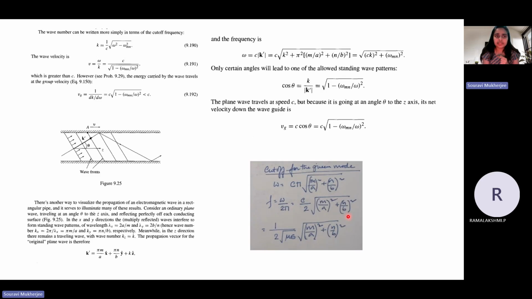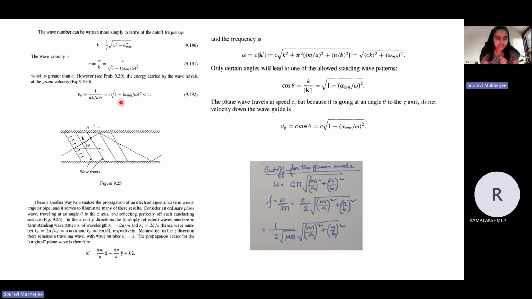Now, you can define the wave number in terms of the cutoff frequency. So if you just replace the expression of cutoff frequency here, this is how the wave number would look like. From there, you can define an expression for the wave velocity, which is nothing but omega by k. And this term would be greater than c, but that doesn't matter because the energy propagates with the speed of the group velocity. Here, this is just the wave velocity, right? So if you calculate the group velocity, it would be given as d omega by dk, and that will always be smaller than c. So everything is consistent, okay? So these are the different ways of defining your wave number, wave velocity, group velocity, and so on.